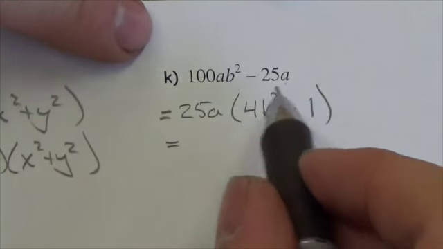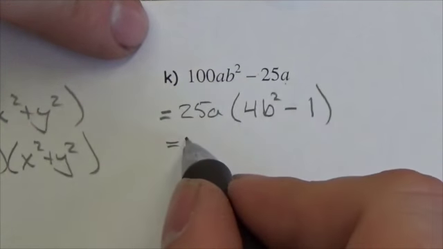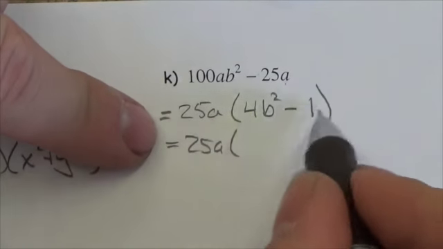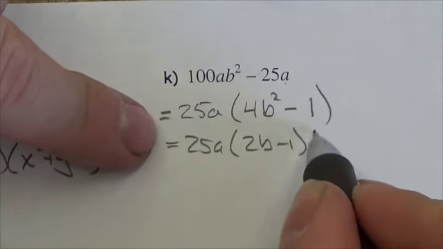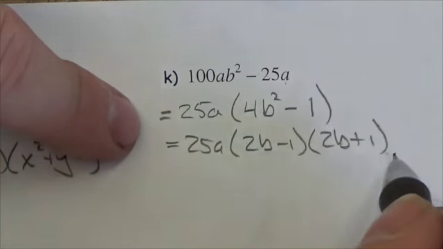Okay? Now, in this particular case here, this is now a difference of squares. So 25a, remember you have to write that down again. And then this will be 2b minus 1, 2b plus 1. Now that thing's fully factored.